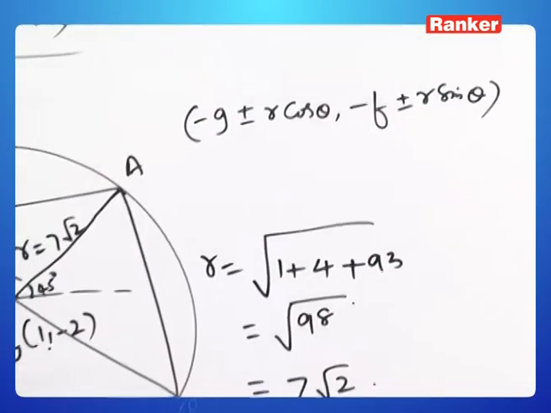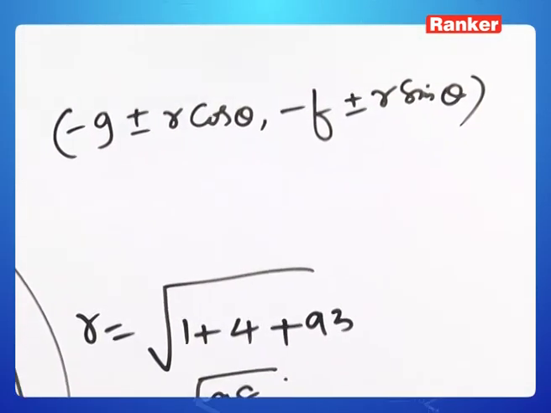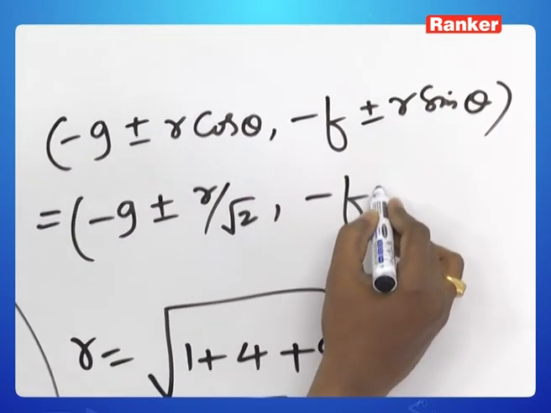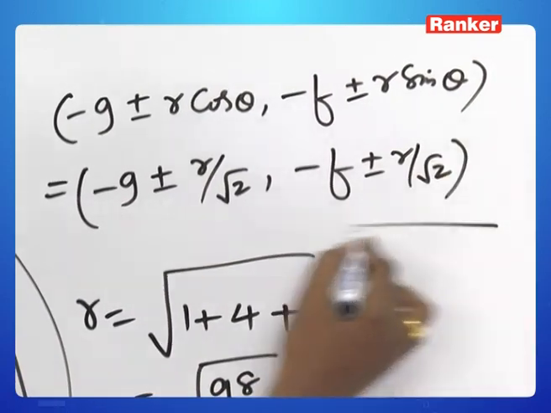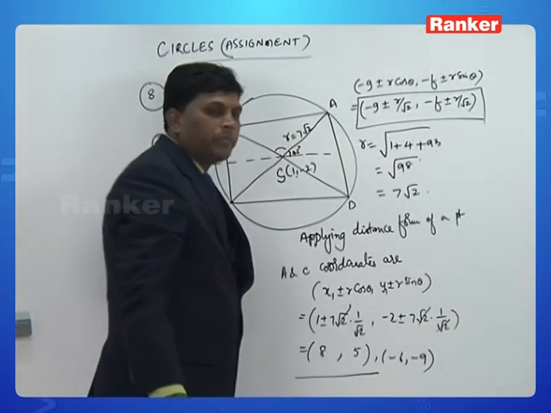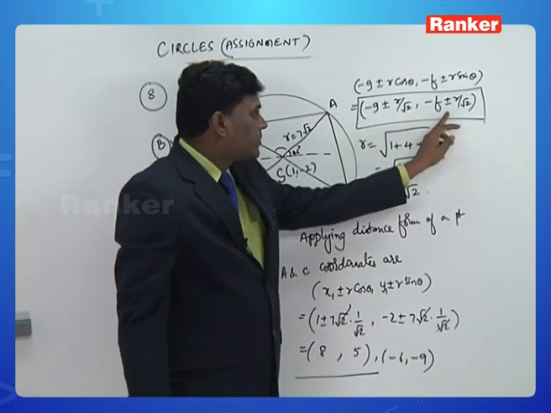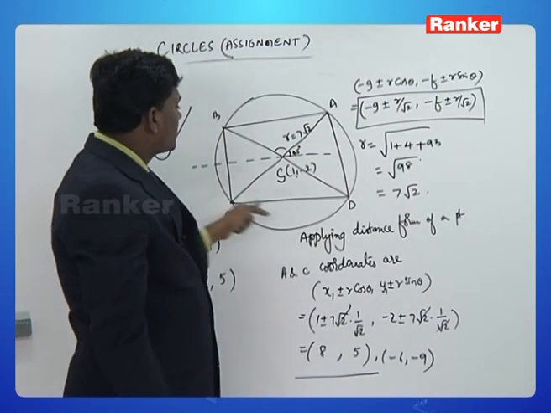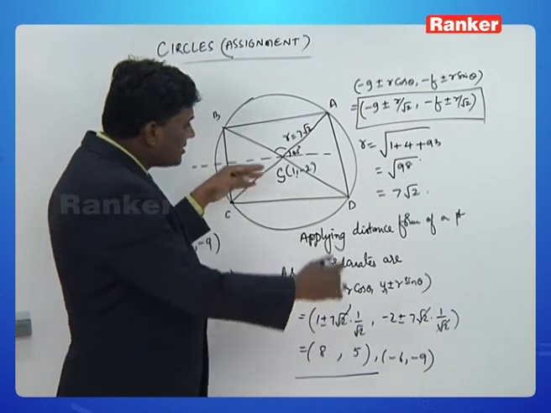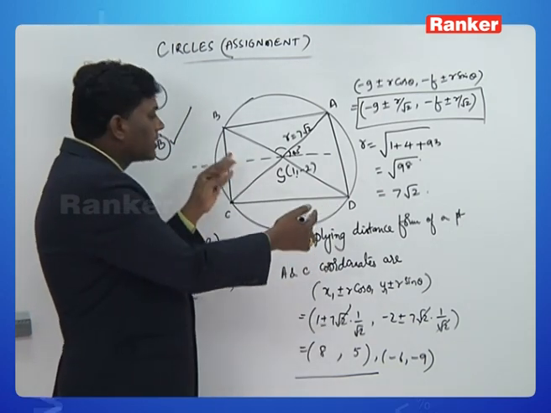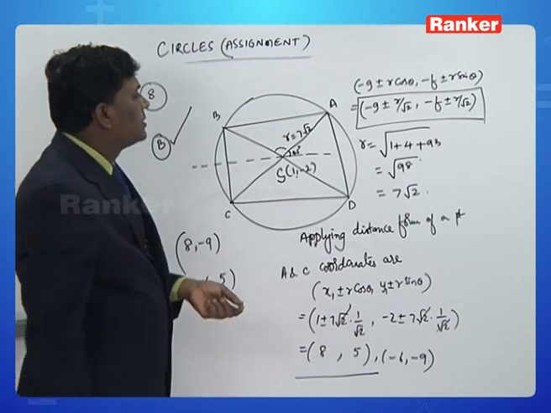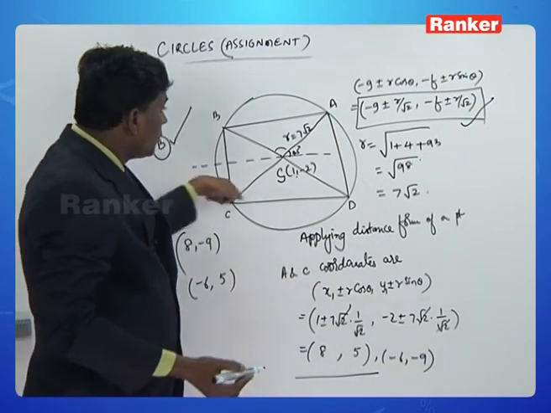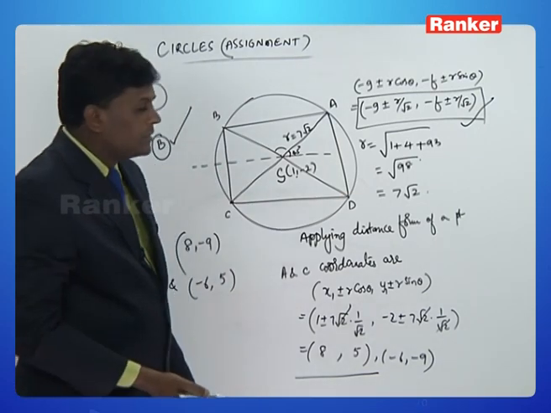Here theta, if you replace with 45 degrees, they become -g plus or minus r by root 2, -f plus or minus r by root 2. By taking 4 different combinations, plus plus, plus minus, minus plus and minus minus, we are getting all the 4 vertices at a stretch. So we can avoid these lengthy calculations. Once you are getting the concept comfortably behind this, we can use this shortcut approach directly for getting the 4 vertices at a stretch from the circle equation.